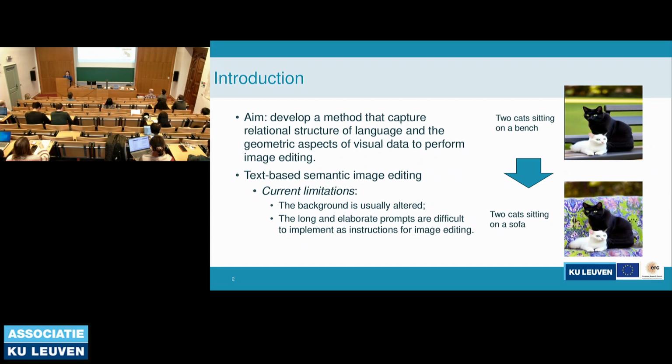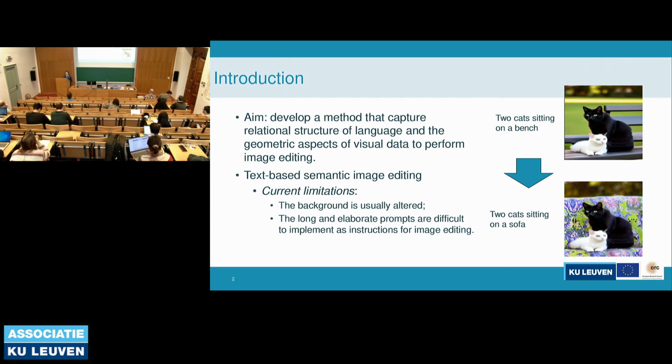Now, the idea behind text-based image editing is that we can assume that we have an image, like what you see here, two cats sitting on a bench, and we want to change it using a caption, two cats sitting on the sofa. In this case, we want to replace the bench with a sofa while keeping the cats in the same position.